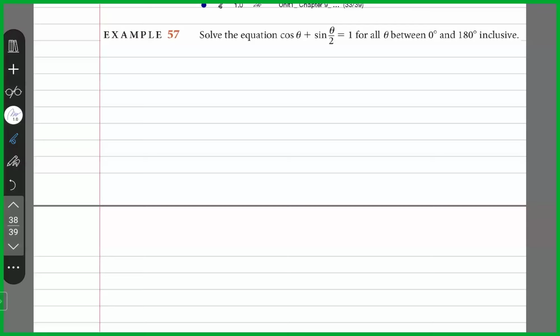All right, so the last question we're going to look at today is example 57. We're coming down nicely. I would have really loved to finish this by Sunday, but I really doubt I will finish Sunday.